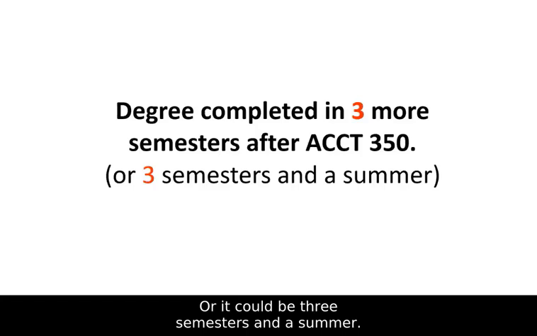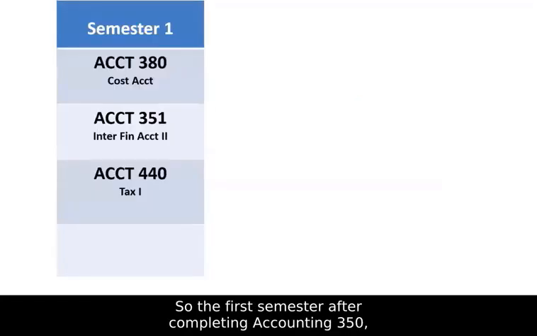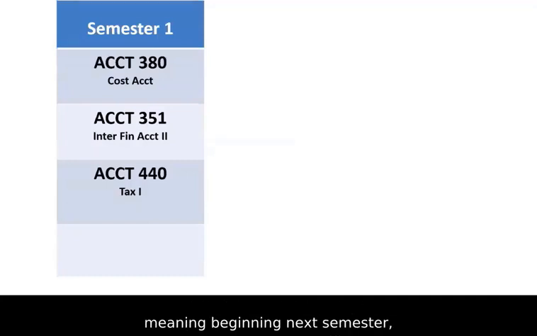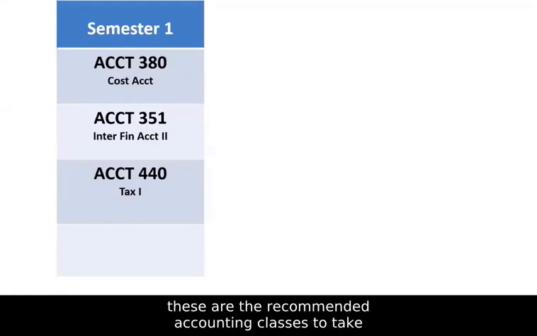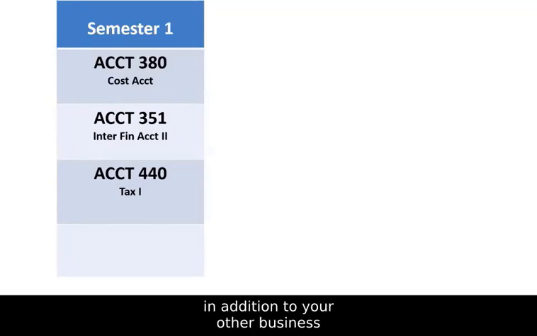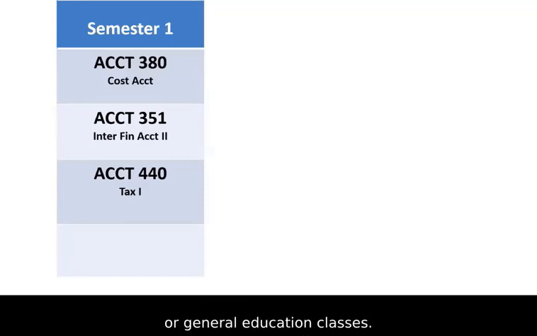It could be 3 semesters and a summer. So let's take a look at that. So the first semester after completing Accounting 350, meaning beginning next semester, these are the recommended accounting classes to take in addition to your other business or general education classes.